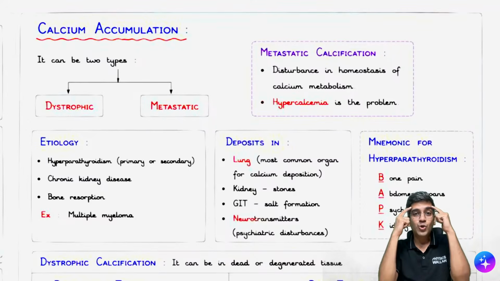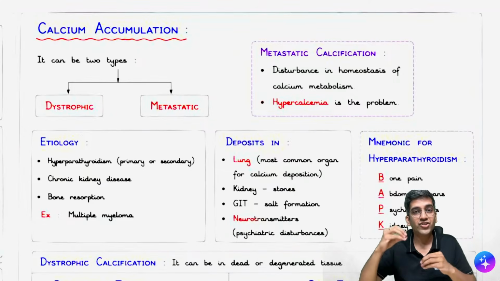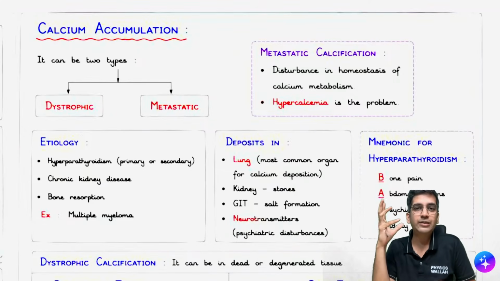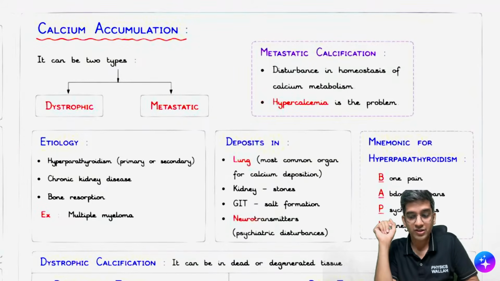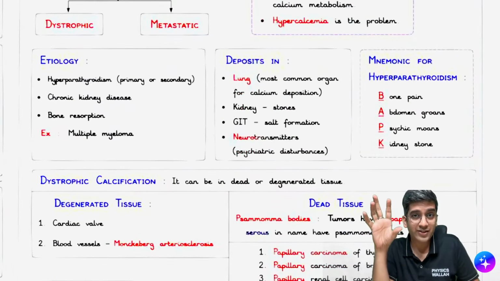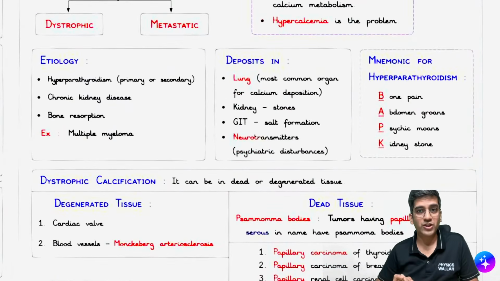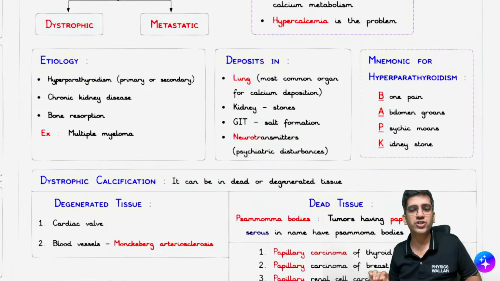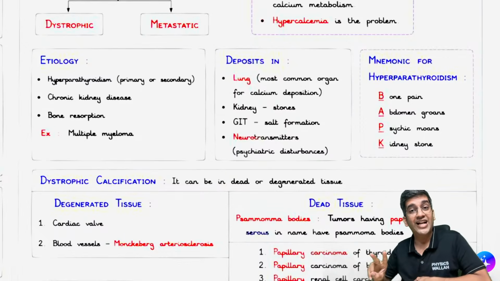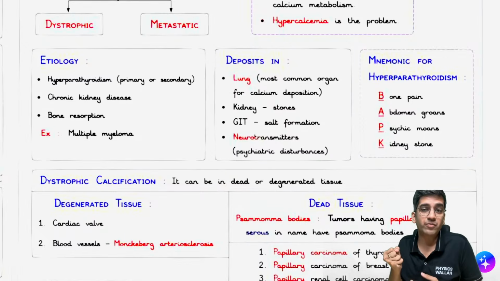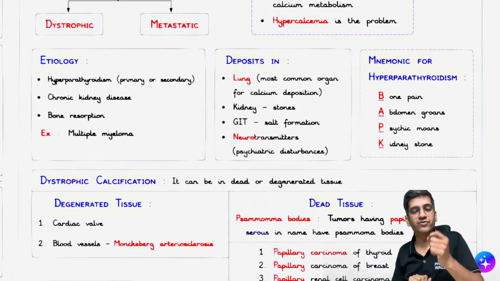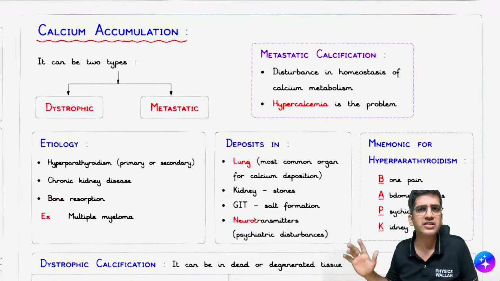Calcium is a very important neurotransmitter in the brain. It will cause agitation, anxiety, irritability, psychiatric disturbances. If you have read Robbins on hyperparathyroidism, or in your medicine or surgery postings, they must have told you this mnemonic: bones, pain from resorption; abdominal groans, because calcium will cause constriction of the muscles; psychic moans, neuropsychiatric defects; and kidney stones. Classical for hyperparathyroidism. That's all about metastatic calcification.